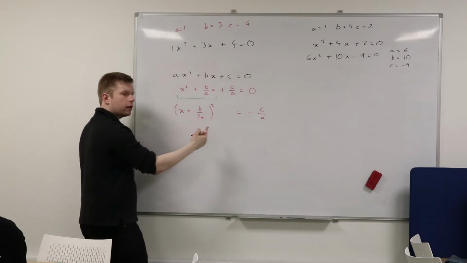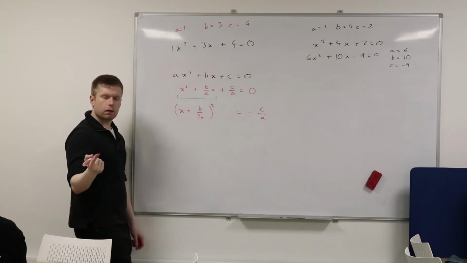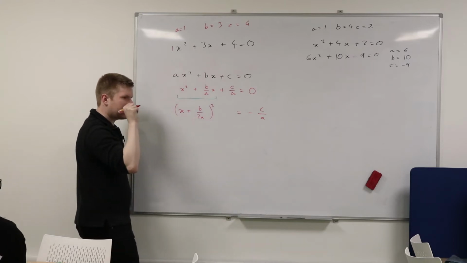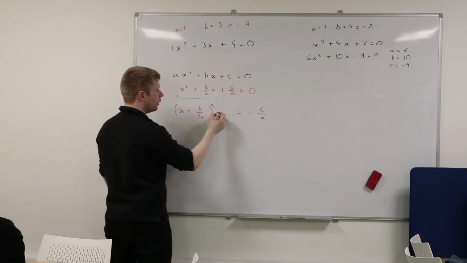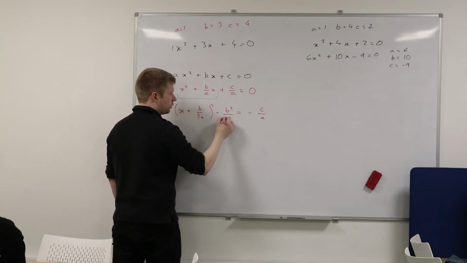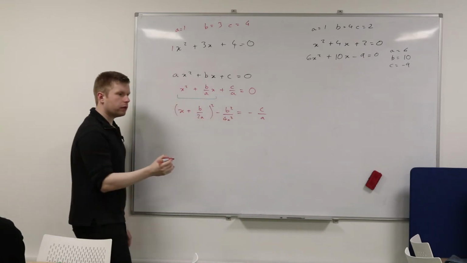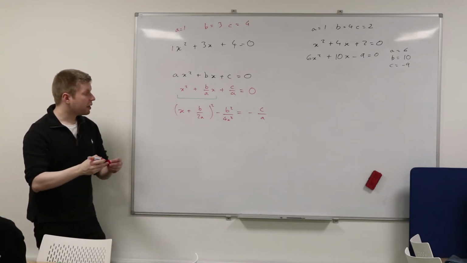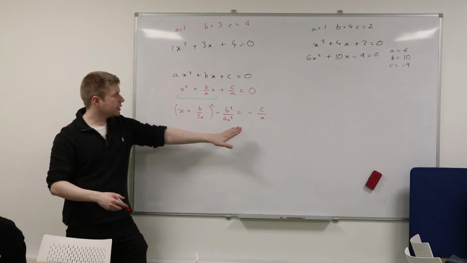But what do I need to do here? b over a squared. No, wait. b squared over 4a squared. Yeah. Okay, so minus that thing squared over that thing squared. You happy with that? Good, okay. And then would you be happy? What I could do is stick this on this side now.